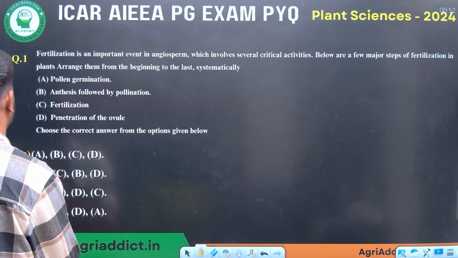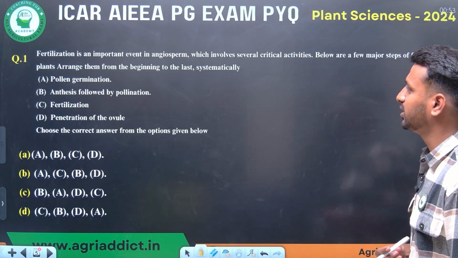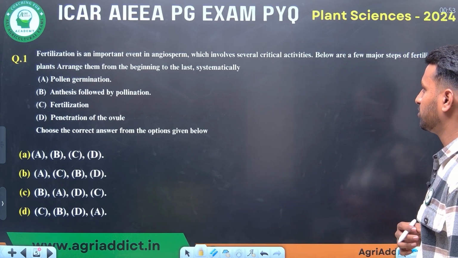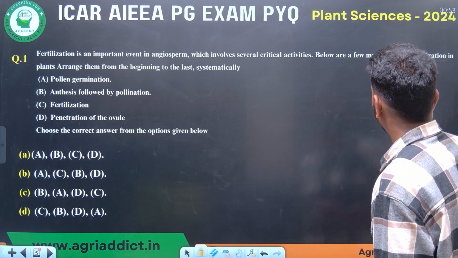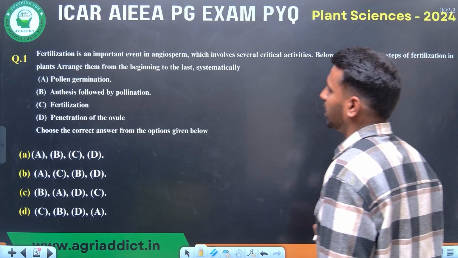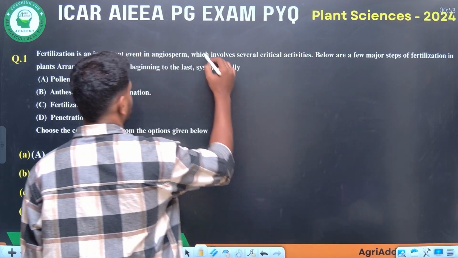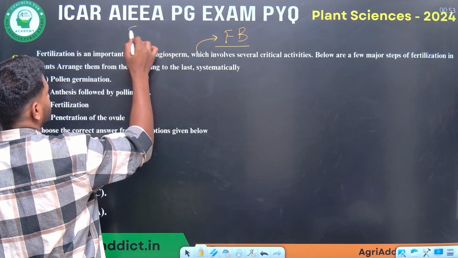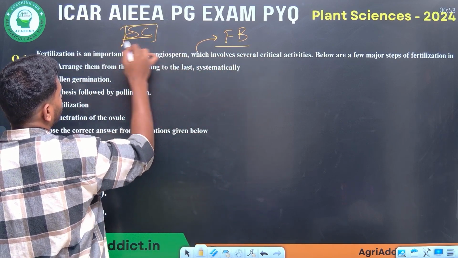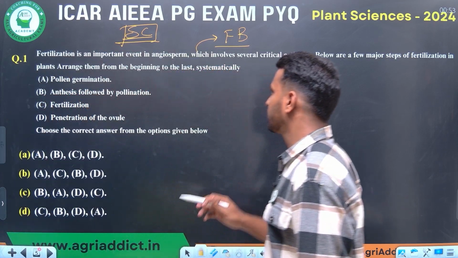I hope this is very clear. Next, the question says the fertilization is an important event in the angiosperm which involves several critical activities. Below are a few major steps in the fertilization in plants. Arrange them from the beginning to the latest systematically. This is again a question from floral biology. The first question we saw was from seed certification, and now we are getting a question from floral biology. So here we have to just arrange it from beginning to last.